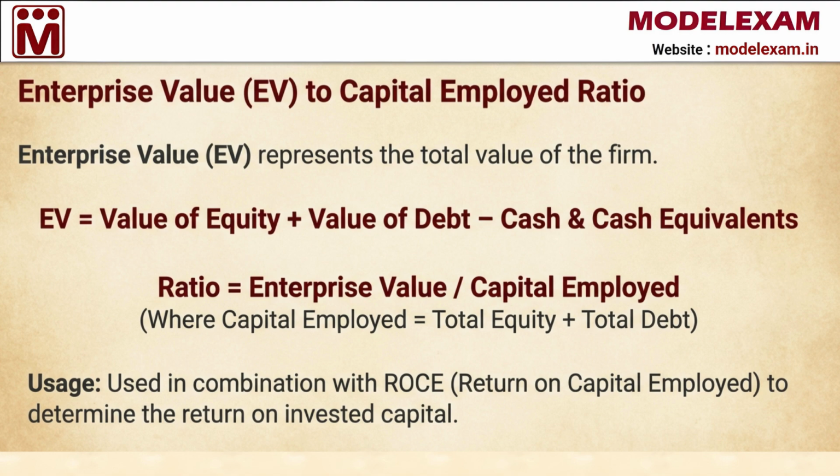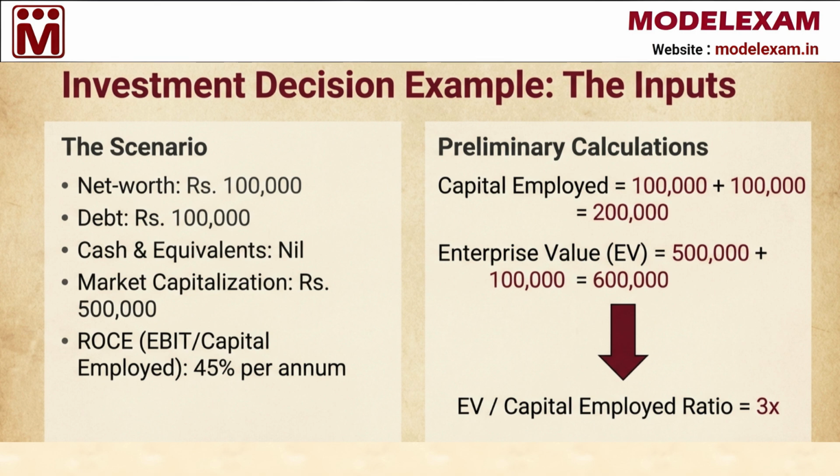Let us move on to another important metric called the enterprise value to capital employed ratio. Enterprise value or EV represents the total value of the firm. The formula for EV is value of equity plus value of debt minus cash and cash equivalents. The ratio itself is calculated as enterprise value divided by capital employed. We use this ratio in combination with return on capital employed to decide if the return on our invested capital is good enough. Let us look at a scenario to see how this helps make investment decisions.